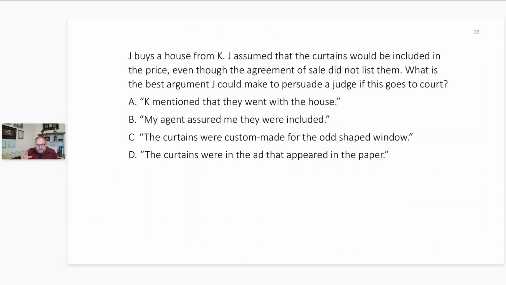What do you think? If you thought curtains would be included in the price, how would you present that to a judge? What do you think?